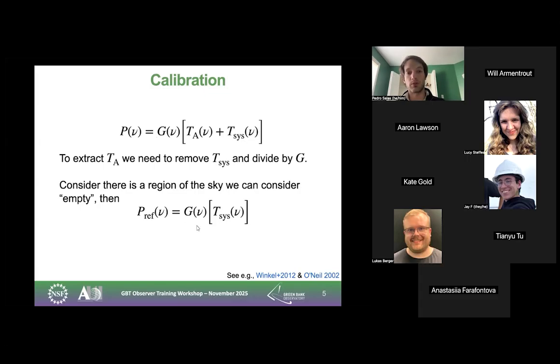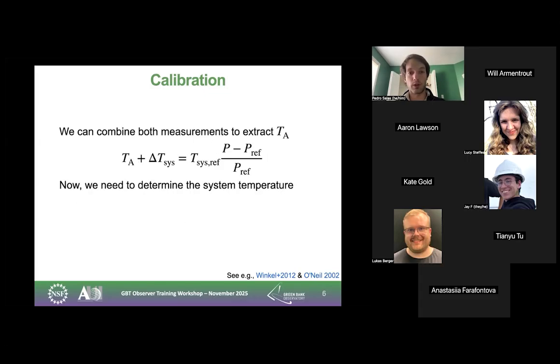We can divide one by the other, and we end up with something like this, but when we do take the division, we basically have the system temperature back, but we can measure that by using some clever tricks. And this would, in the end, give us our antenna temperature plus some variation on the system temperature, right? Because no two positions in the sky are the same. So there's always going to be a small difference there.